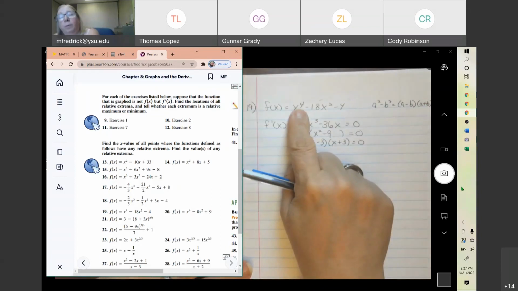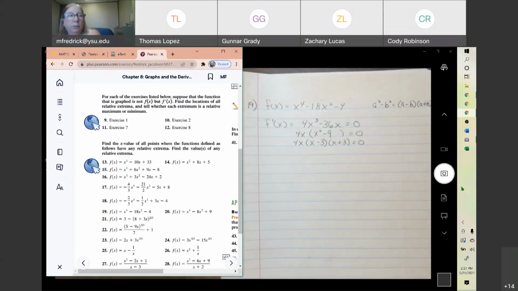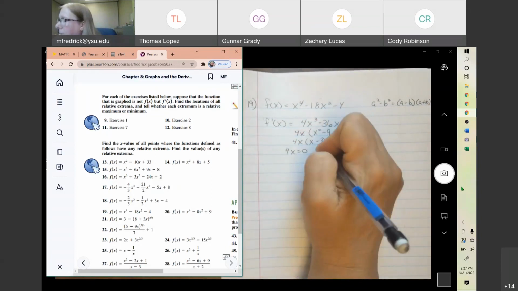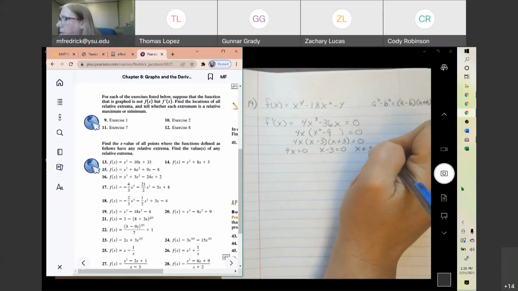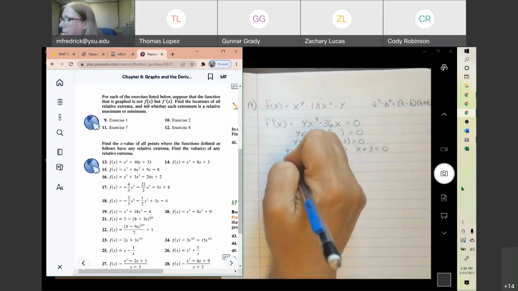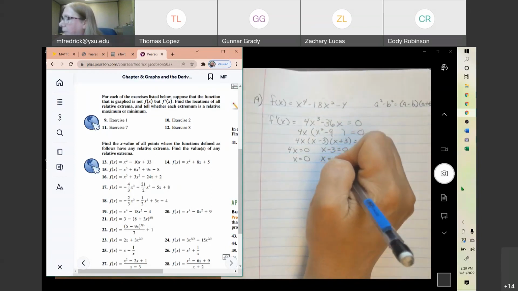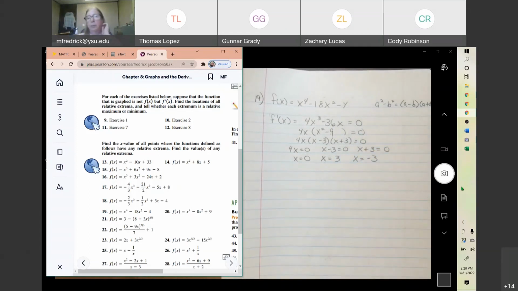The degree was 4. 4 minus 1 is 3. 1, 2, 3. We are going to get 3 critical numbers. For x equals 0, x minus 3 equals 0, and x plus 3 equals 0. Dividing by 4, we still have 0. Add the 3 and subtract it. 3 critical numbers. Any questions on that part?